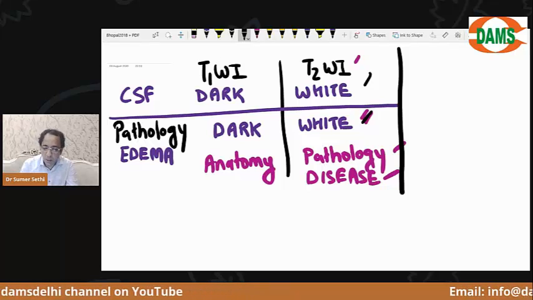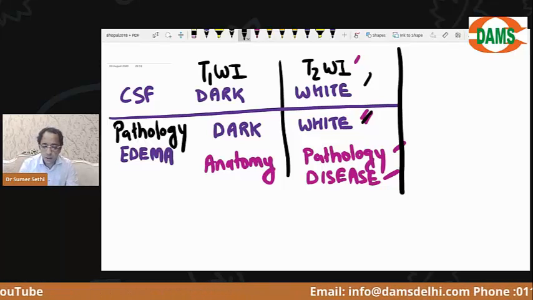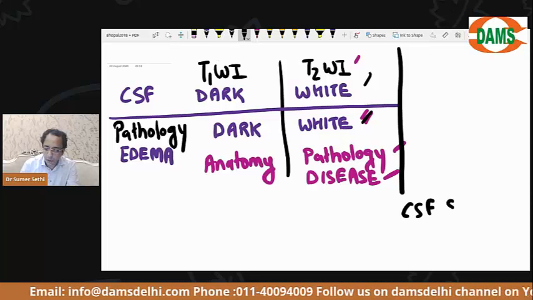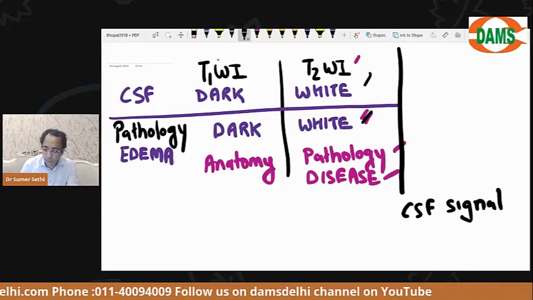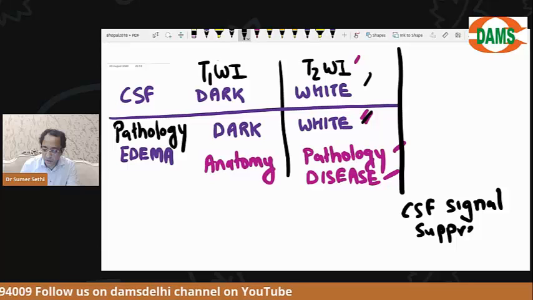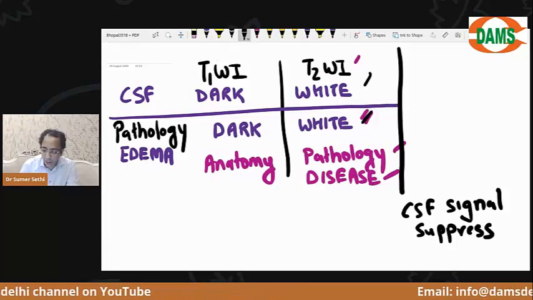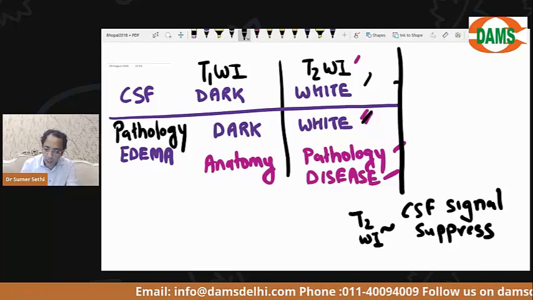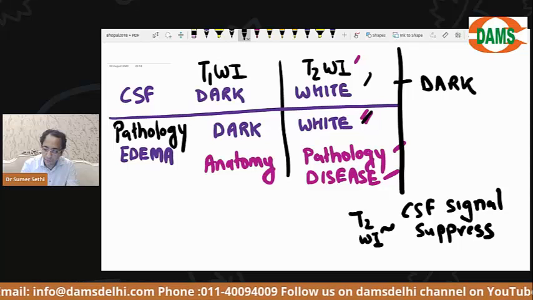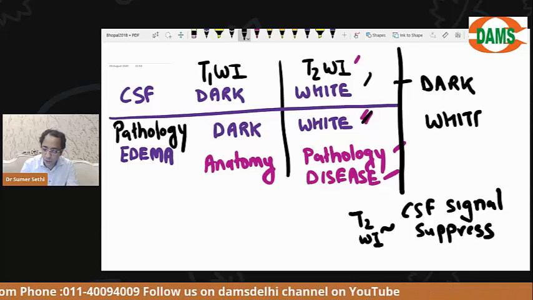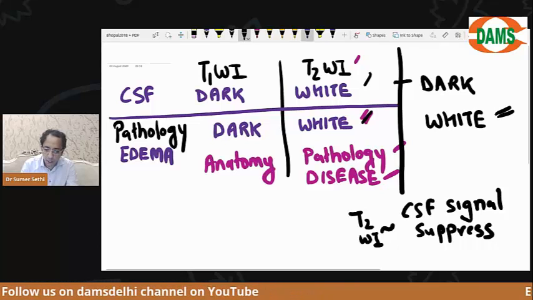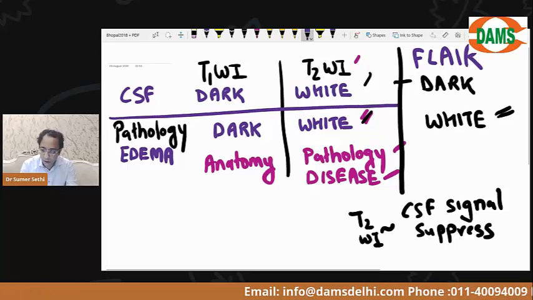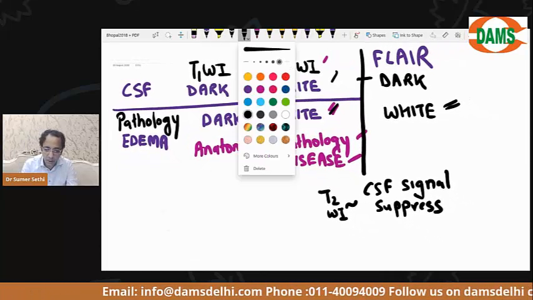Now suppose we develop an MRI sequence which is able to suppress the CSF signal. Suppose I take a T2 weighted image and I suppress the CSF signal. I make the CSF dark, but the edema still remains white. That MRI technique, that MRI sequence, is called FLAIR.